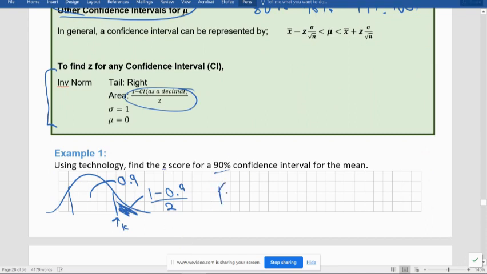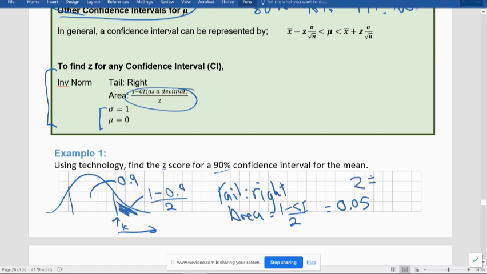So if you just do a tail to the right, there's the tail to the right, guys. The area under the curve is really 1 take the confidence interval as a decimal, just like I've got there, over 2. So in this case here, it'd be 0.05. Then you enter the mean and the standard deviation as 1 and 0. You get your Z value here. So the Z value in this case would be 1.64.